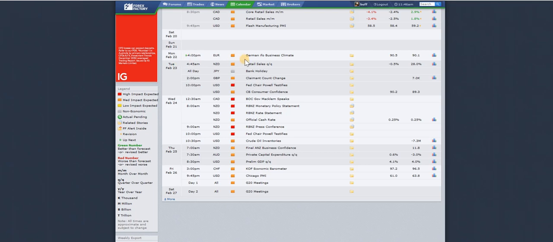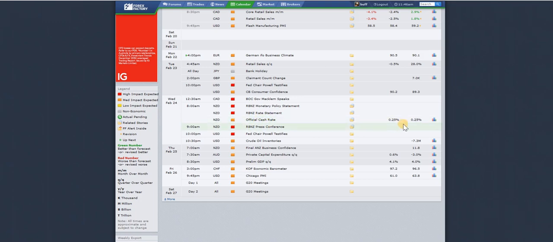So the week ahead, Monday, nothing. I'm only really interested in the red items. They're the high impact items. So here's your first one, Fed Chair Powell testifies, so it could affect the US dollar. Right, we've got Bank of Canada Governor Macklem speaks. Then the big one probably is the New Zealand interest rate.